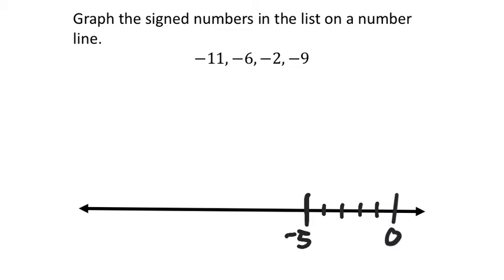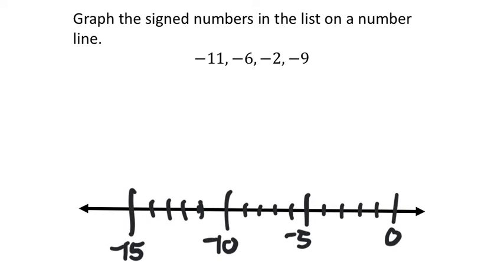Negative 5, negative 6, negative 7, negative 8, negative 9, negative 10, negative 11. Maybe I could have spaced these out a little bit more. Negative 11, negative 12, negative 13, negative 14, negative 15. And that should be plenty of space. And so I'll start with negative 11. Yeah, it's just one to the left of negative 10.